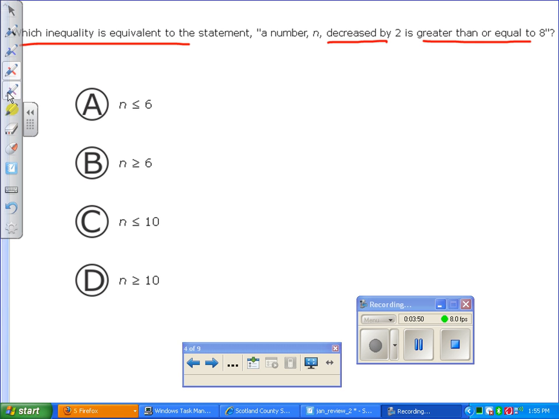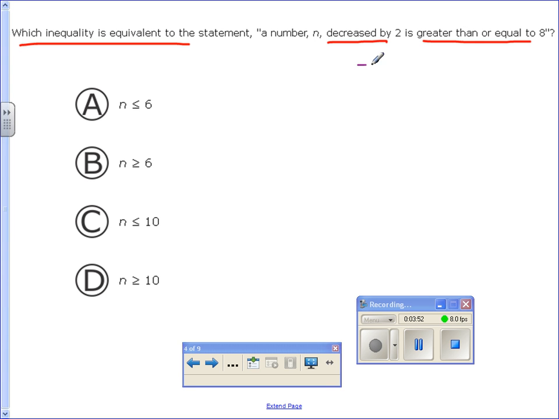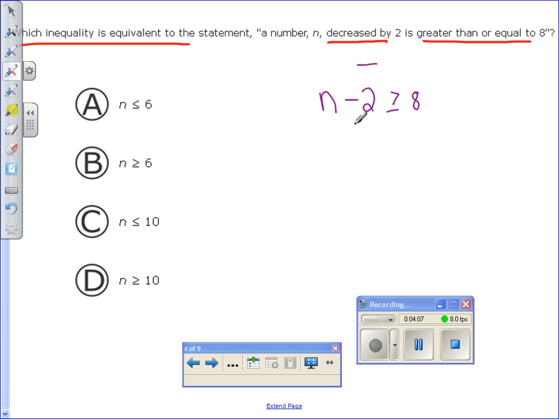Okay, decreased by means minus. So n minus 2 is greater than or equal to 8. So now we need to solve this because we obviously see that it's not here. So the opposite of subtracting 2 is adding 2, the inverse operation, and n is greater than or equal to 10. So the answer should be D.